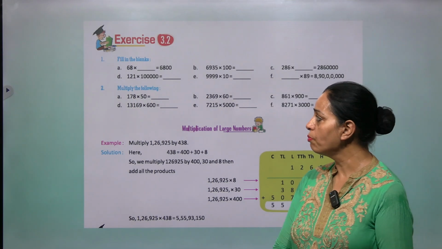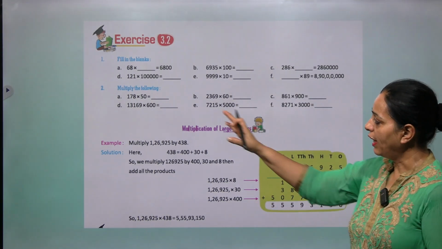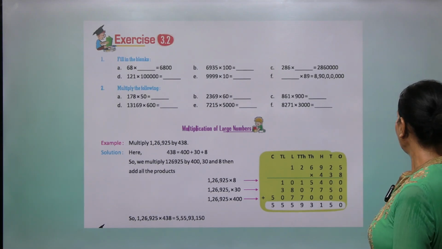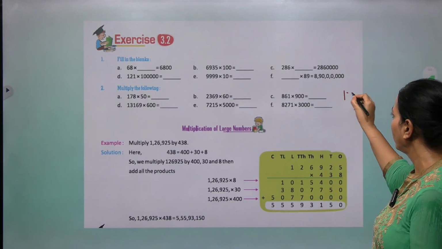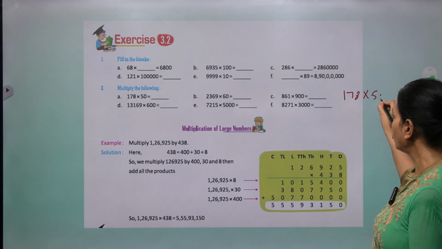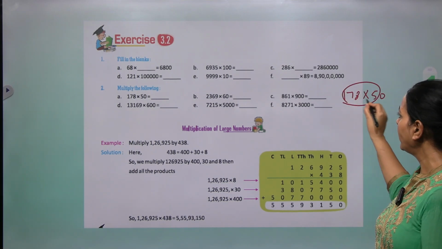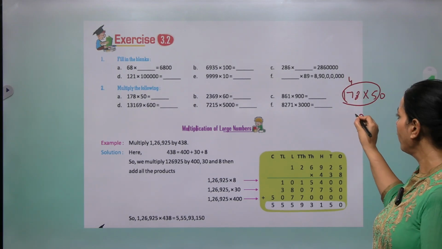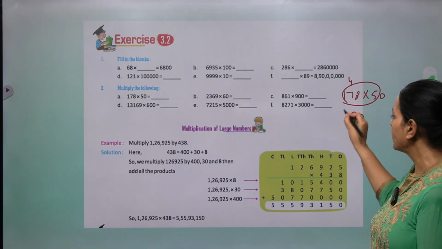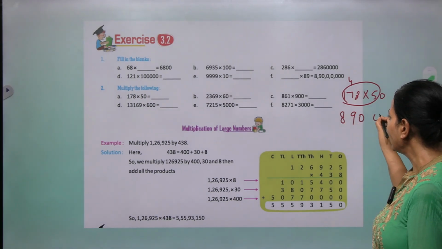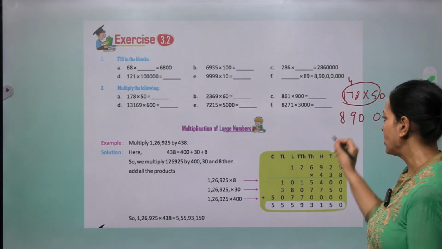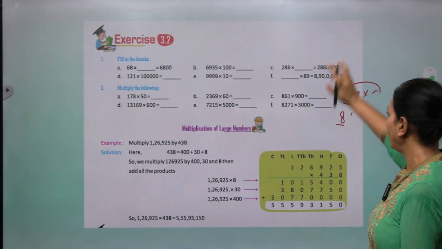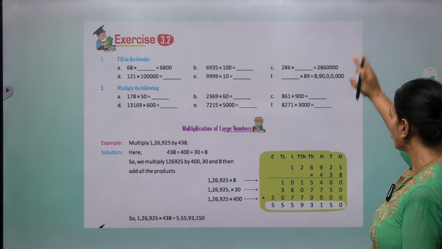Now question number 2, multiply the following. Same, like A part 178 into 50. So what to do? 178 into 5. Just multiply 178 by 5. What will you get? 5 8s are 40, 5 7s are 35, plus 4 is 39, 5 1s are 5, plus 3 is 8, and this 0 of 10. So answer is 8900. I hope it's clear to you. It's very interesting. You can enjoy these questions.